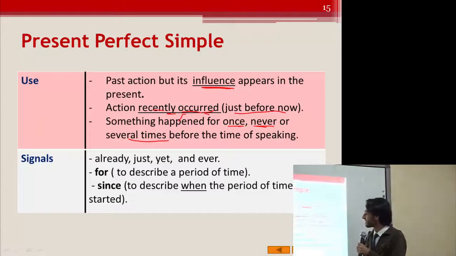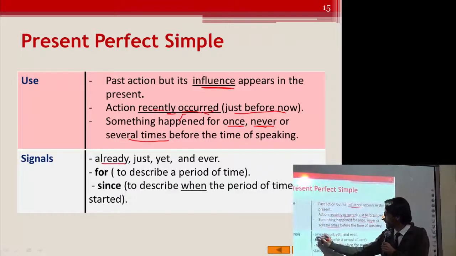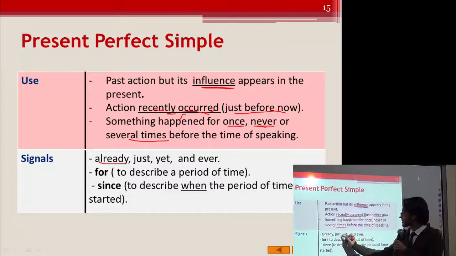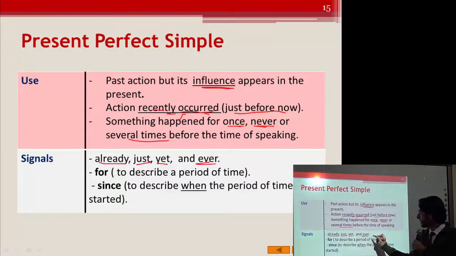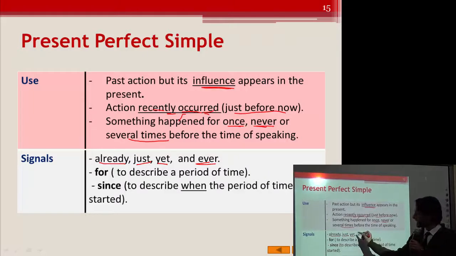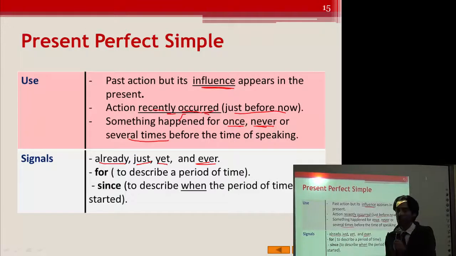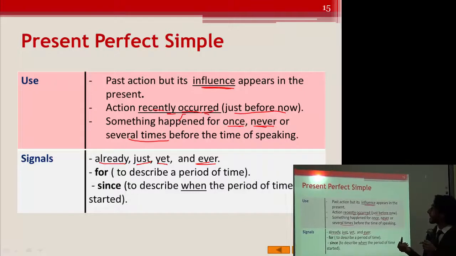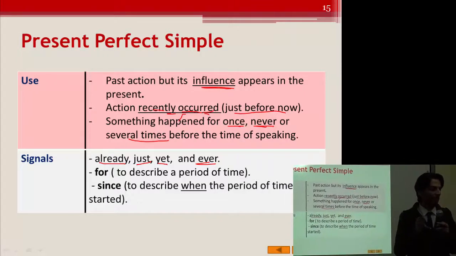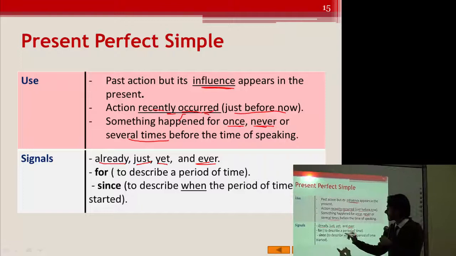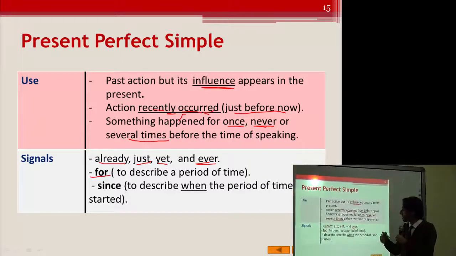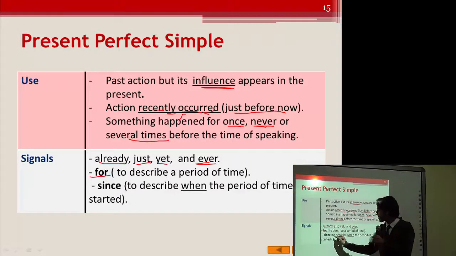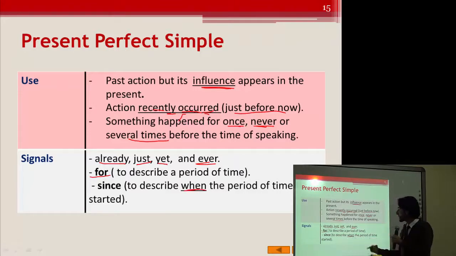Signals. We use already, just, yet, and ever in the present perfect simple. Notice we use ever in questions, and yet we also use in questions and negative forms. Already and just are used in sentences to tell that the action happened recently. For is used to describe a period of time, and since is used to describe when the period of time started, the beginning of that period.